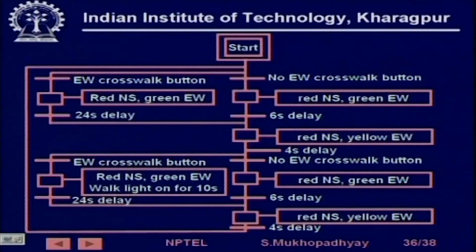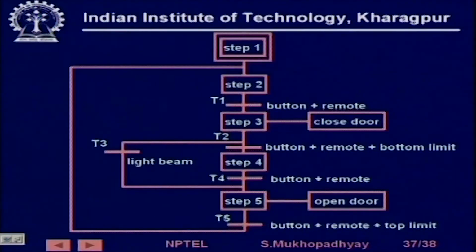So, we have the two. Let us first look at the next one, which is simpler. Here you have the garage door. Let us see how they have modeled it. So, if the button is pressed, you have step 1 going to step 2 going to step 3. This is the closed door. Let us go back.